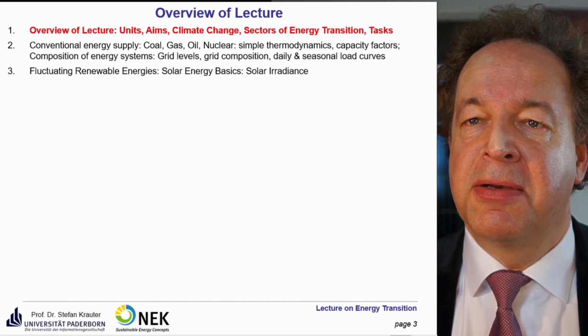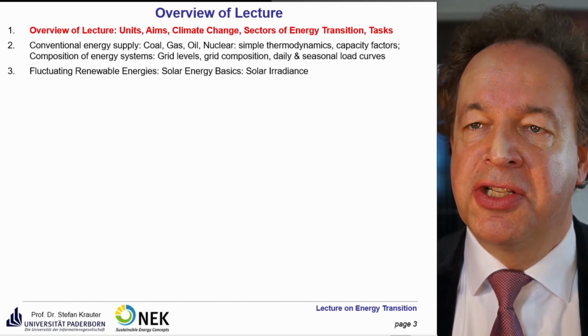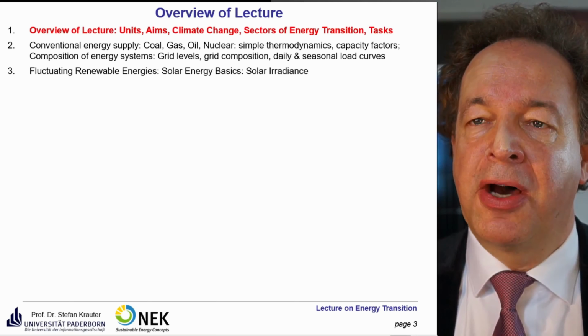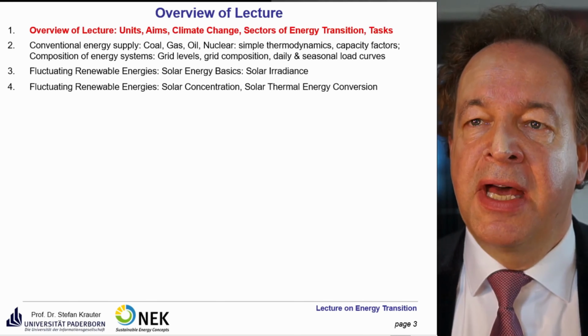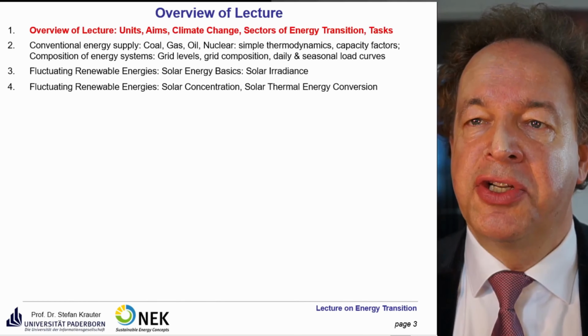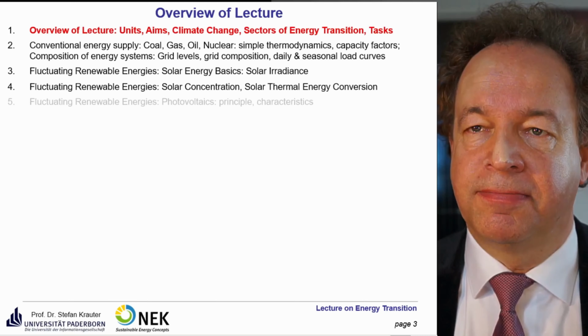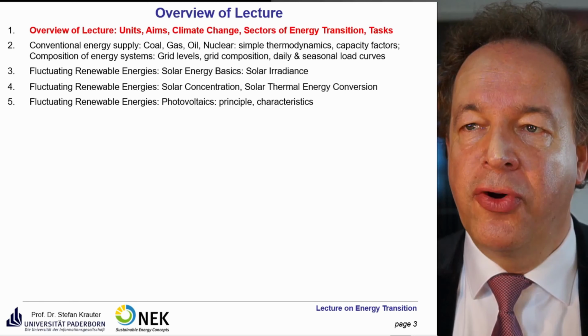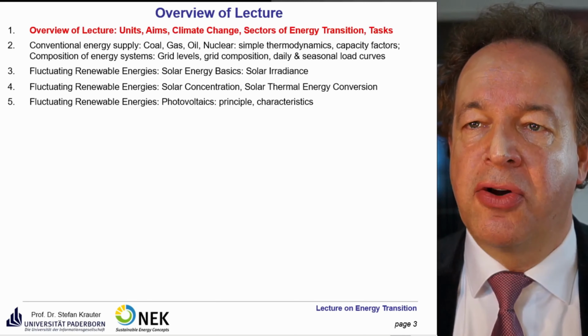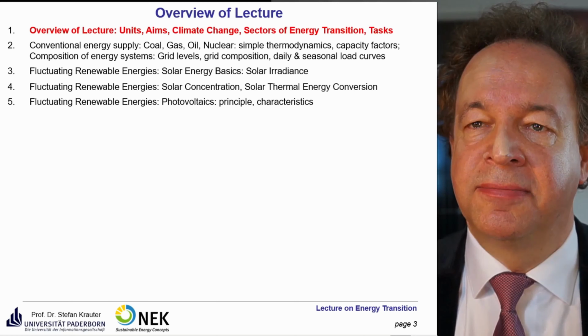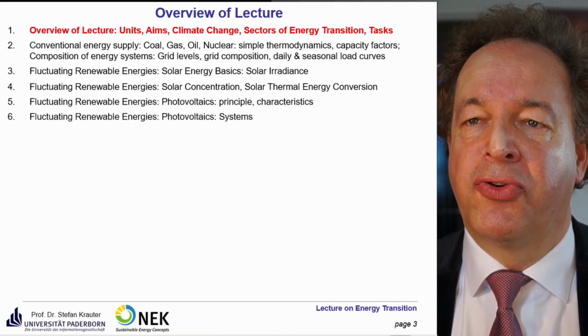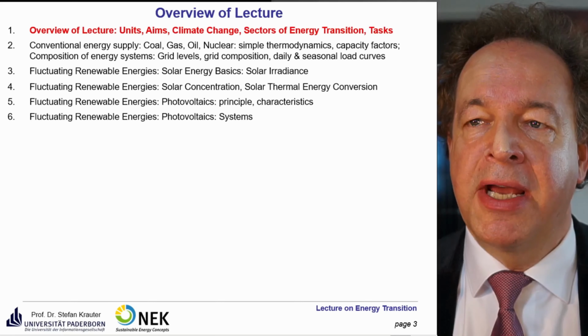First, we'll discuss the fluctuating renewable energies, such as solar energy. First part of that is to learn something about solar irradiance. Then we come to the conversion of solar energy via solar concentration and solar thermal energy conversion. Then we go into the direct conversion of sunlight into electricity. That's called photovoltaics. We learn something about the principle and its characteristics. Then we discuss photovoltaic systems. So that's not only the generating part, but also the conditioning part.